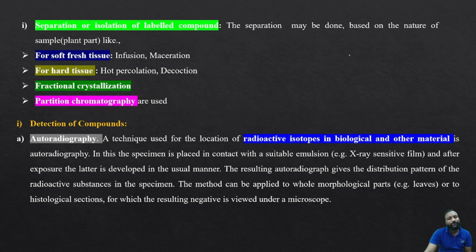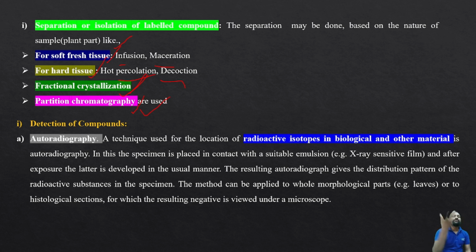The separation may be done based on the nature of the sample plants, like plant parts such as soft fresh tissue and hard tissue. Fractional crystallization and partition chromatography are used. So these are the methods to separate from the plant part, which has radioactive isotopes. If it is a soft tissue, we can separate the radio-labeled compound by means of infusion method or maceration. For hard tissues, we need to go for percolation and decoction, and we can separate by means of fractional crystallization and partition chromatography. So this is how we separate.